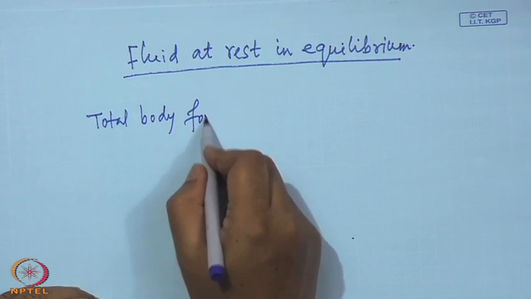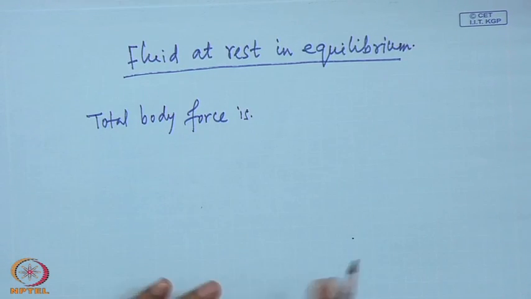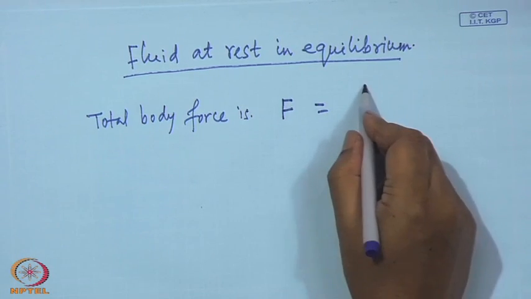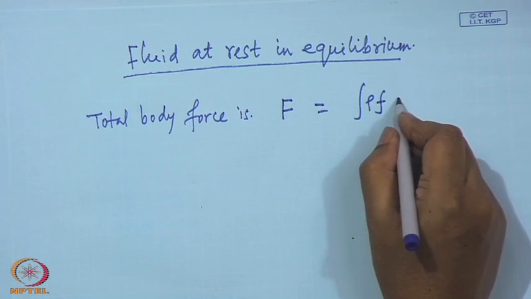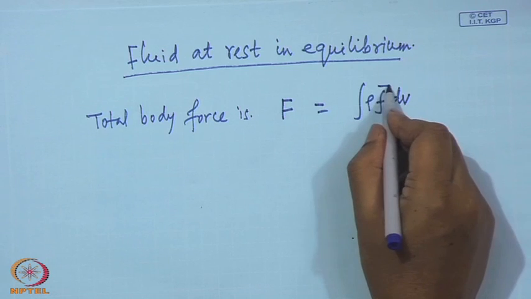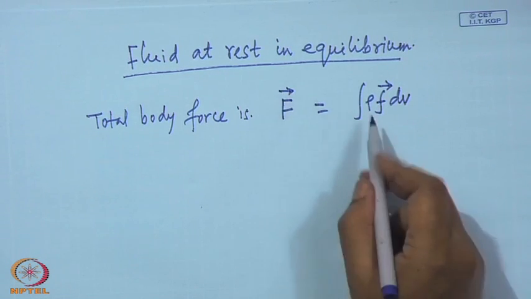Total body force is, we have already defined the body force to be rho f dV. So, when this is integrated over the entire volume, this gives the total body force. Let us call this capital F, and it is, if you want, you can use even this vector notation, otherwise you can forget.